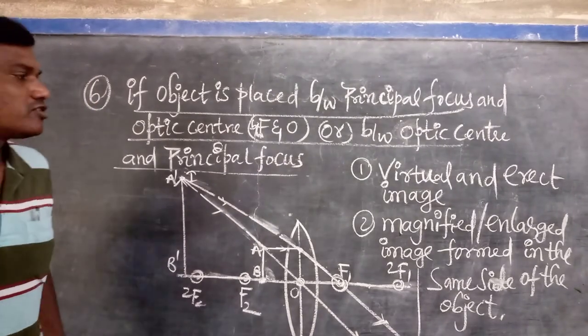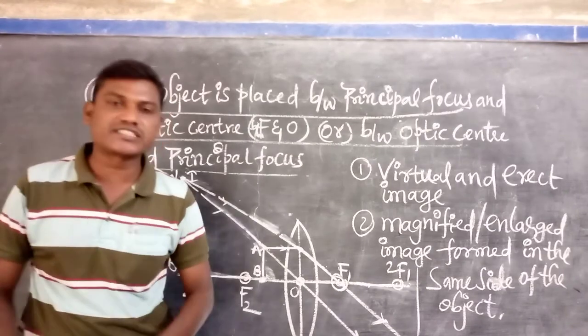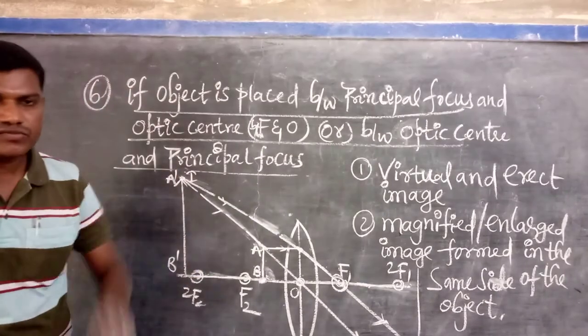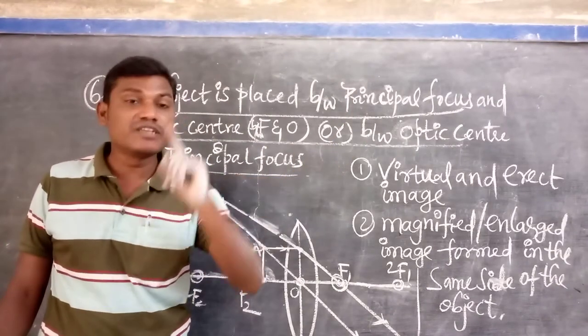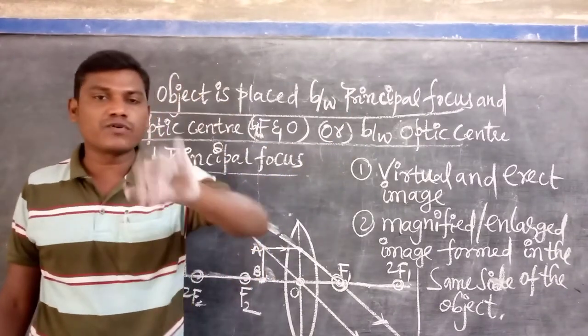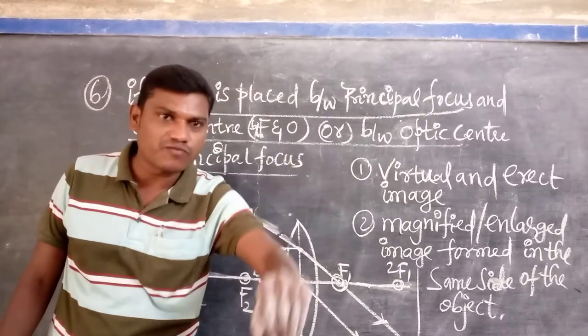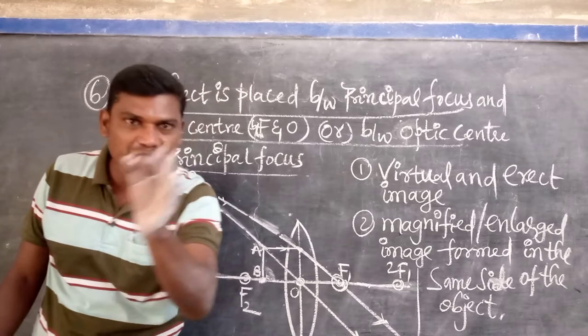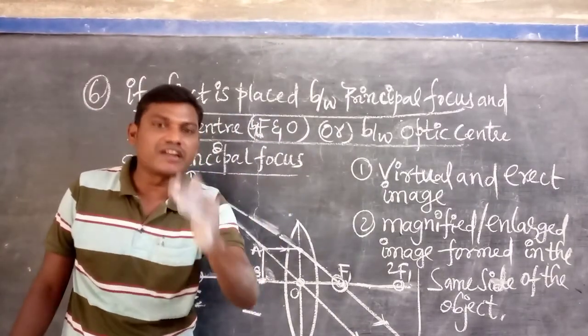So totally, how many ray diagrams are there for the image formed by the convex lens? Six diagrams are there. First one, the object is placed at infinity. The image will be formed at the principal focus on the other side. It is real, inverted, and the image will be formed at the focus. It is a highly diminished image. That type of manner we are observing in a burning glass.